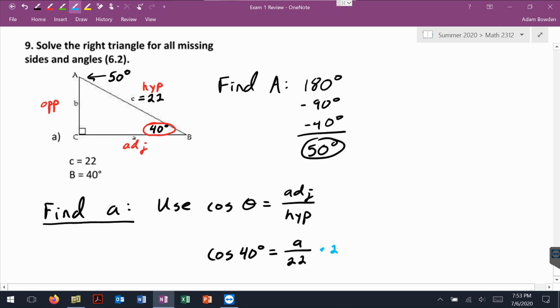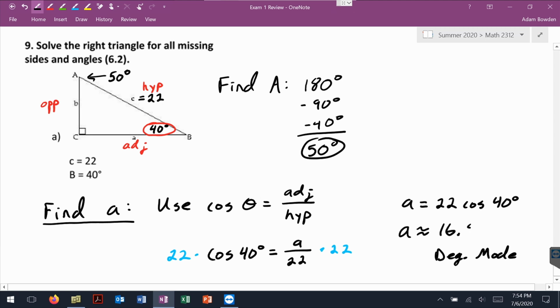And then when I multiply here by 22 on both sides, it would make this look like A is equal to 22 cosine of 40 degrees. Now I'm going to use the calculator in degree mode. I'm using degree mode since I'm working with degree measurement for the angles. And I'm going to go ahead and round this to the nearest second decimal place to get 16.85.